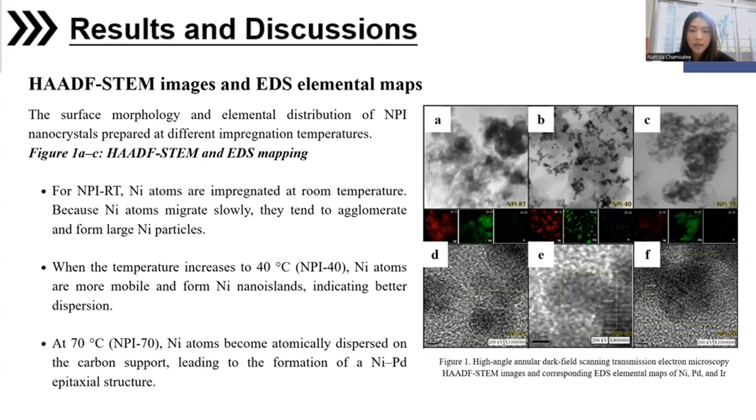This behavior can be clearly observed in the figure, and when increased to 40 degrees Celsius, the Ni atoms become more mobile, and as a result, there will be better dispersion on the carbon support. And at 70 degrees Celsius, we can observe that Ni atoms are highly mobile and become atomically dispersed on the carbon support. This leads to the formation of the NiPd structure.